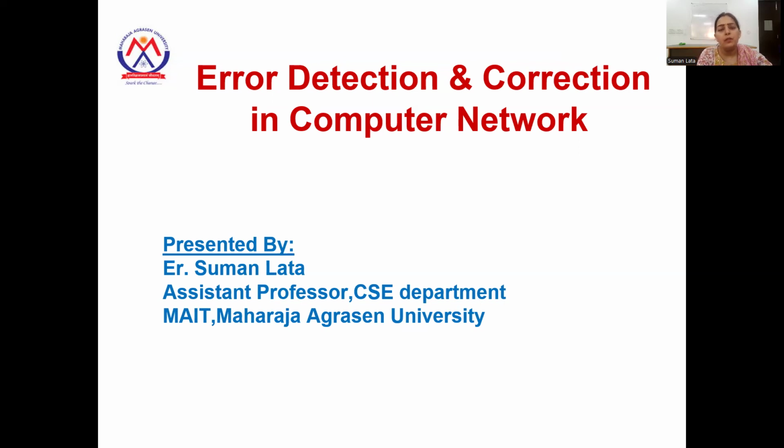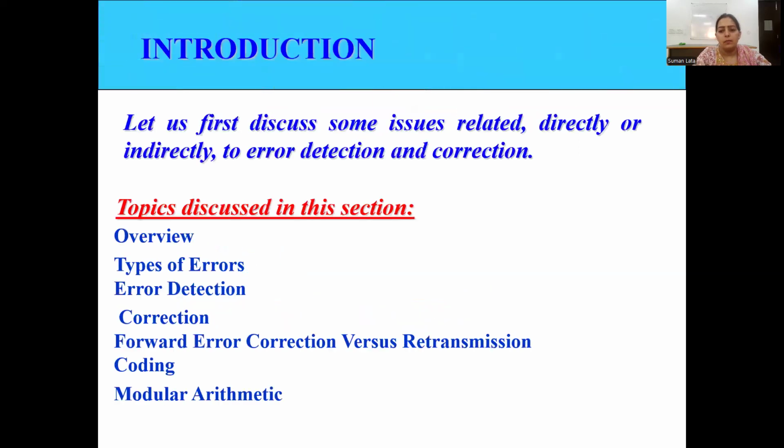Today, I am going to deliver a topic from computer network, that is error detection and correction in computer network. The topics which we are going to cover are overview of computer network errors, types of errors, error detection, correction, forward error correction versus retransmission, coding, modular arithmetic.